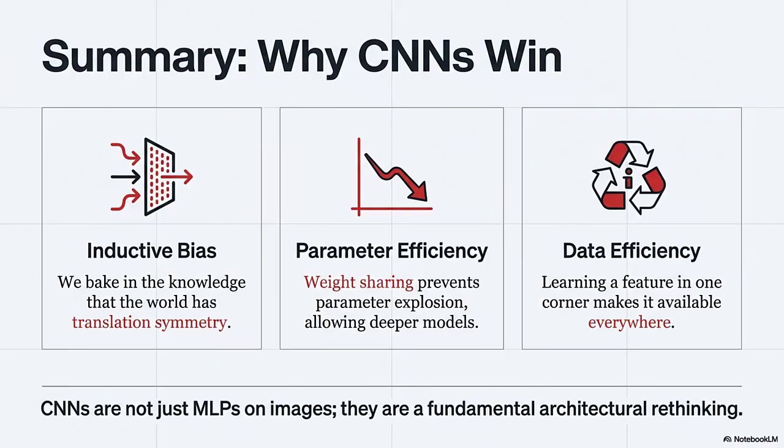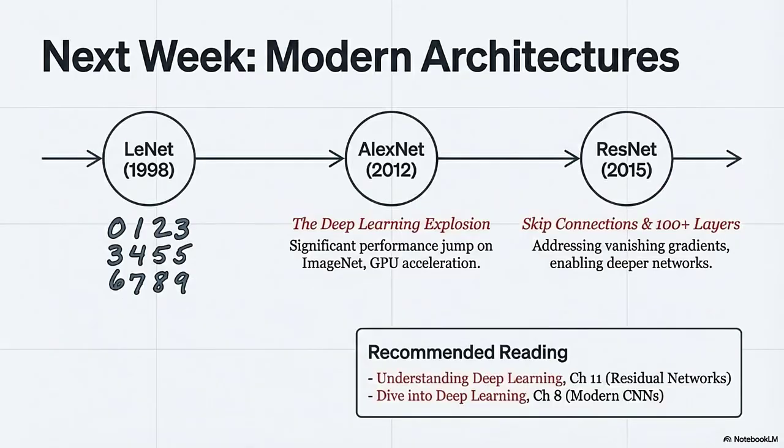Okay, that's the theory. That's the why. But what do these things actually look like when we build them? How do we take these clever ideas and stack them up into a real-world model that can classify millions of images? Well, that's exactly what we're going to cover in part 2.